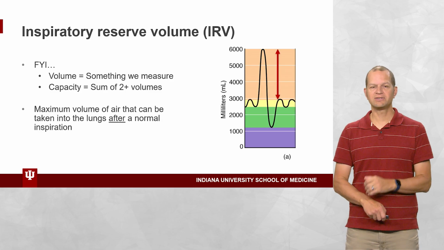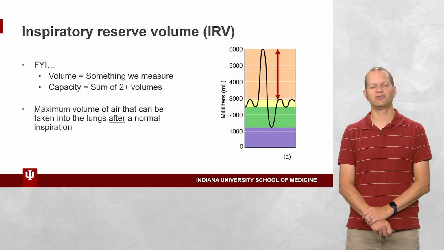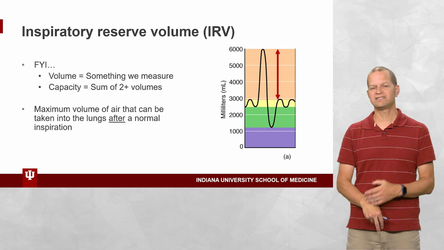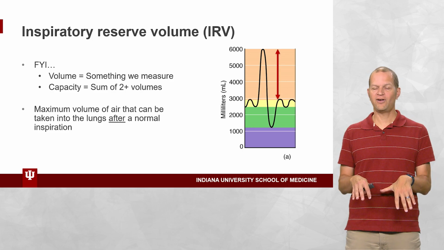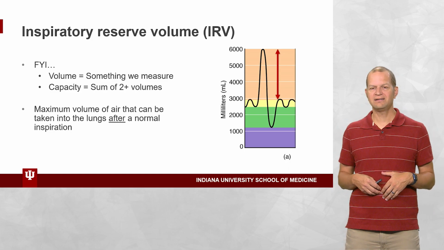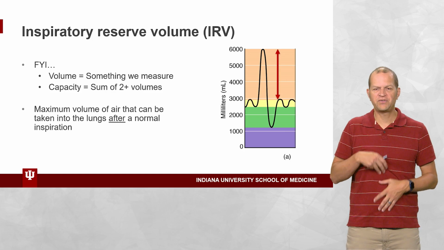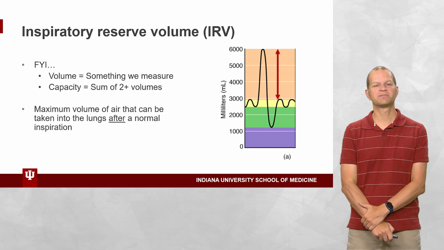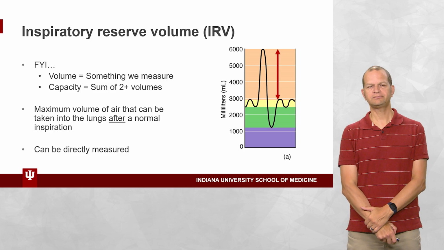So inspiratory reserve volume is the maximum amount of air that you can take into your lungs after normal inspiration. So in other words, as you're sitting here, I would encourage you to do this with this volume and then all the others that we talk about. Take a normal breath of air in. Now you get to the point where you're ready to breathe out. Well, then just fill your lungs all the way up. That's inspiratory reserve volume. This is something that can be directly measured.